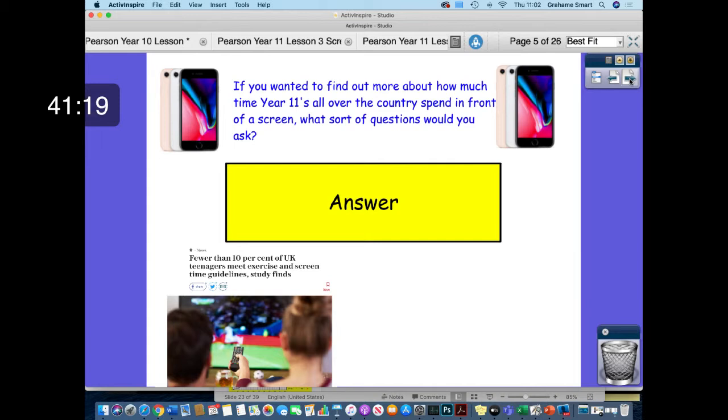You can see in the bottom left hand corner as well, I've picked out an article that I was reading, which is that fewer than 10% of UK teenagers meet exercise and screen time guidelines, and that's from a study, I think it was UCL, University College London, and that was pre-lockdown. So it'd be interesting to see if that 10% has gone up or down since we've had all the issues with coronavirus and being in lockdown.